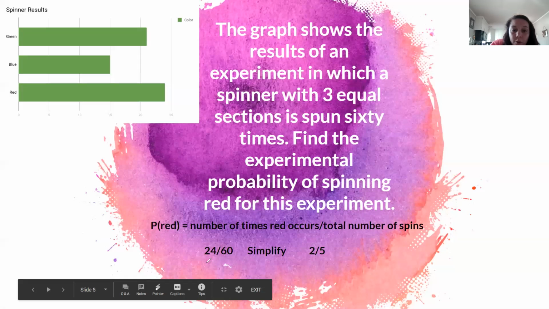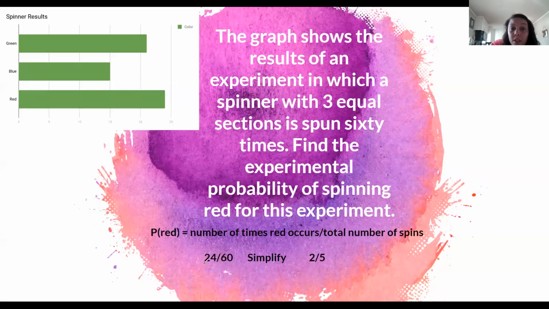So I have 24 right here. And then the total number that it was spun was 60. So that's going to be my bottom number. So I spun red 24 out of 60 times. And then I'm going to simplify that. 12 goes into both of those. So I can simplify my final answer to 2/5, or 2 out of 5. So for every 5 spins, 2 of them would have been red in this situation.